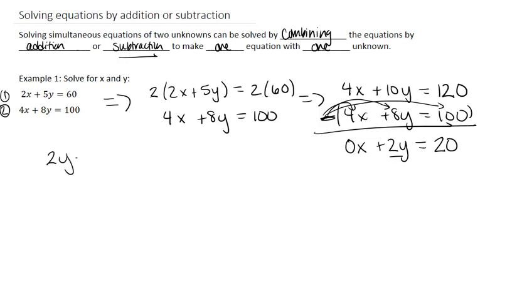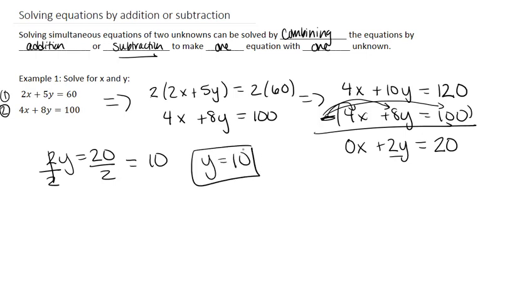So when we have 2y is equal to 20, we divide by 2 on both sides. So now y is equal to 20 divided by 2, which is 10. So we know y is equal to 10. Now we're going to take this number and substitute into either equation. So let's substitute into equation 1. So we have 2x plus 5, then instead of putting y, we'll put 10, because that's what y is equal to, which is equal to 60.